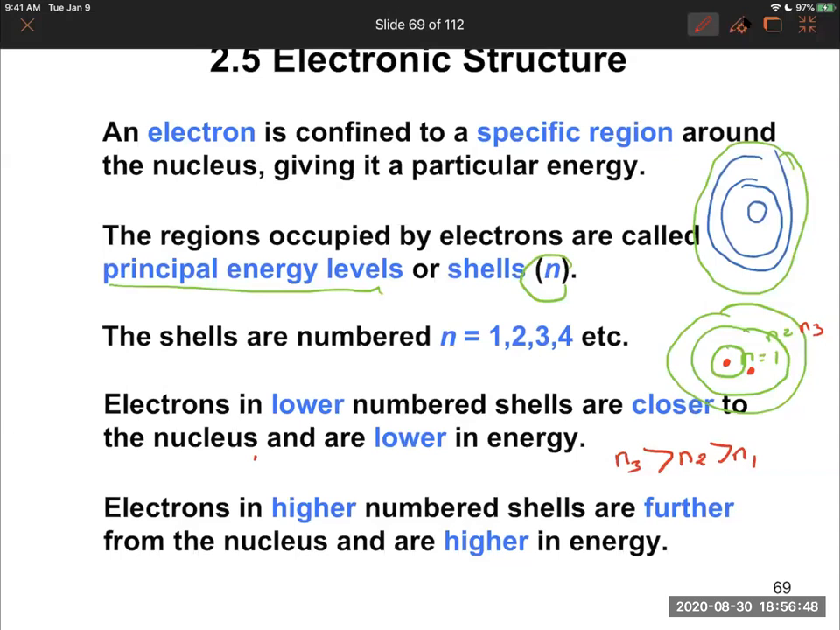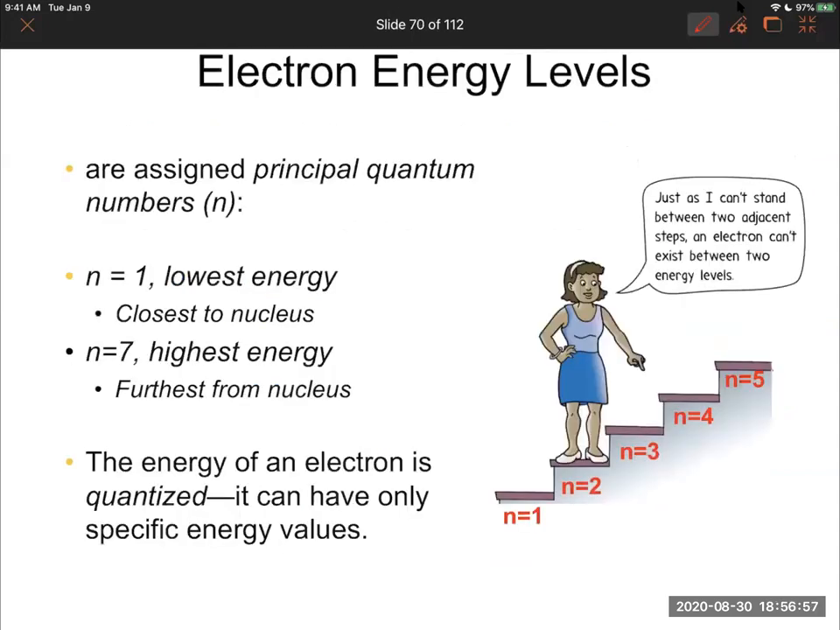Now, the way I want you to think about this principal energy level, it's like you're going up a ladder. As you go away, N1 is the lowest. As you go up, you're going to have more energy. There's only a certain amount of electrons that are going to be located in each level. For example, in N1, you can only have 2 electrons. In N2, you're going to be able to hold 8 electrons. And I'll give you those numbers later on.